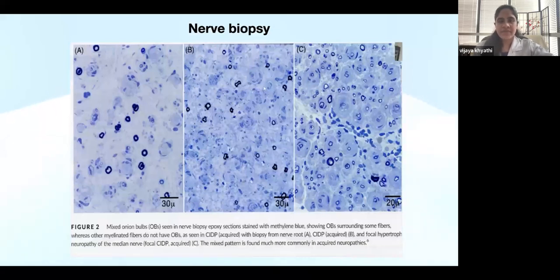And on slide B, you can see that it is the focal neuropathy of the median nerve. And slide C is a mixed pattern, which is most common in acquired neuropathies.